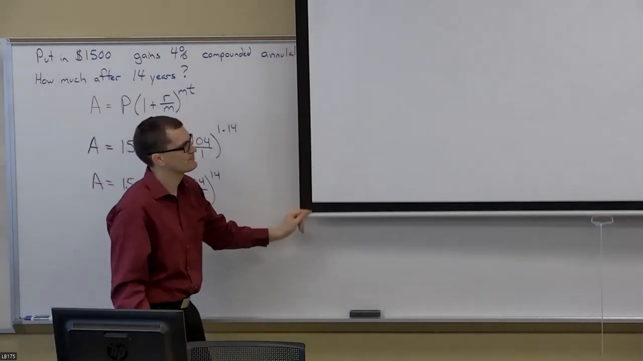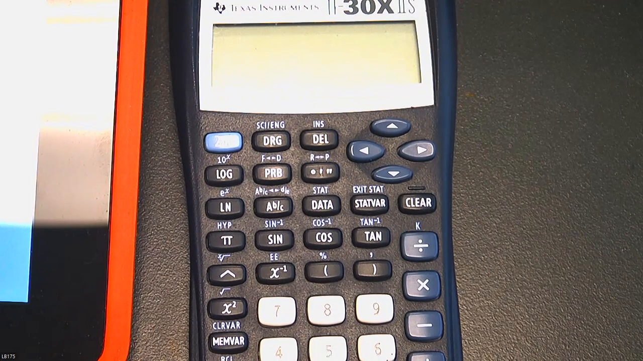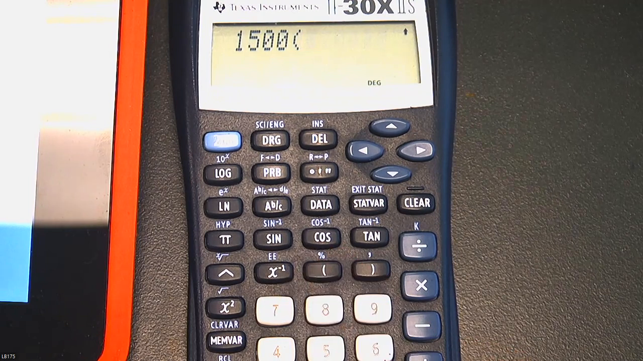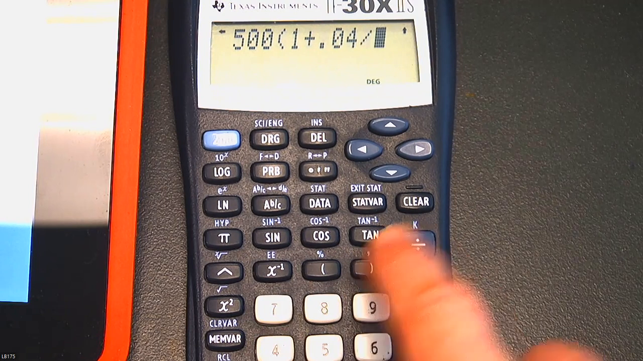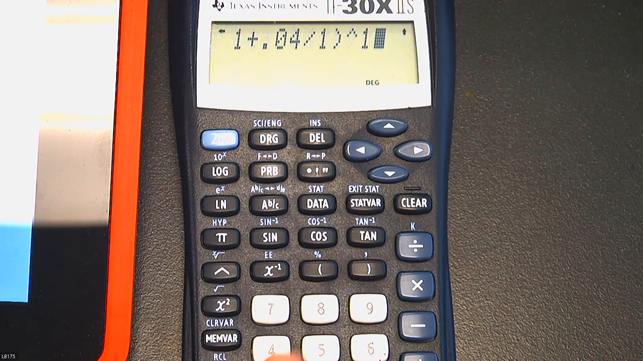Here's why. So if we take 1,500, parentheses, 1 plus 0.04 divided by 1 in my parentheses, if I do a caret and then do 1 times 14, I'm going to get the wrong answer. Because if I type it into my calculator that way, that's like telling it to do an exponent of 1, and then after you do the exponent of 1, multiply your answer times 14. Everybody see that?